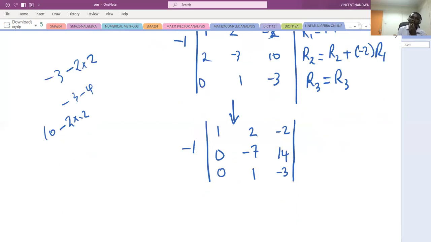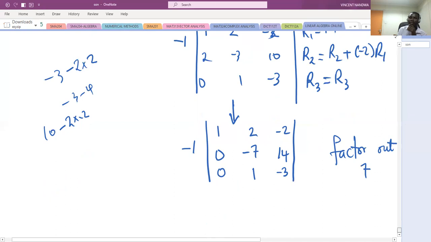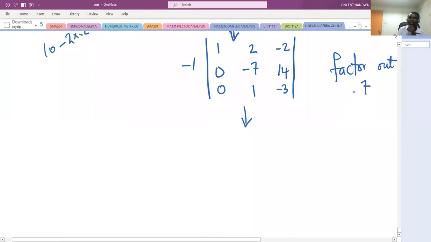And then this row here, 7 is common, so factor out 7. So I have next step, factor out minus 7, so that minus 7 times minus 1, I get positive 7. So 1, 2, minus 2, 0, now this will be 1, this minus 2, 0, 1, minus 3.